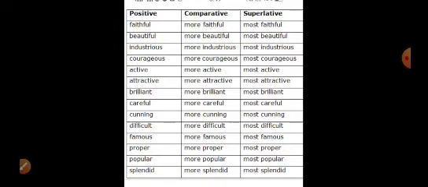Cunning, more cunning, most cunning. Like fox is the most cunning animal, because her cunningness is compared with the cunningness of all other animals. So here we are using that fox is the most cunning animal.